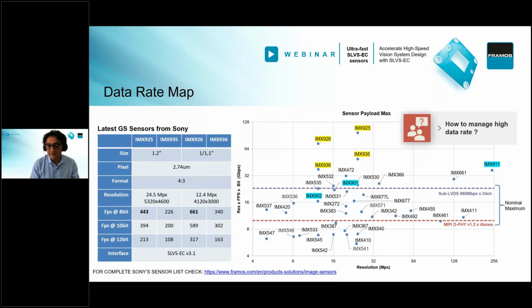At least a D-PHY at the current version with 4 lanes, you can manage quite low data rate. Even sub-LVDS is very well appreciated because it's easy, but it's typically up to 1 gigabit per lane. So then you need to have many lanes, and anyway, you cannot achieve the new image sensor. So this is how to manage such high data rate.